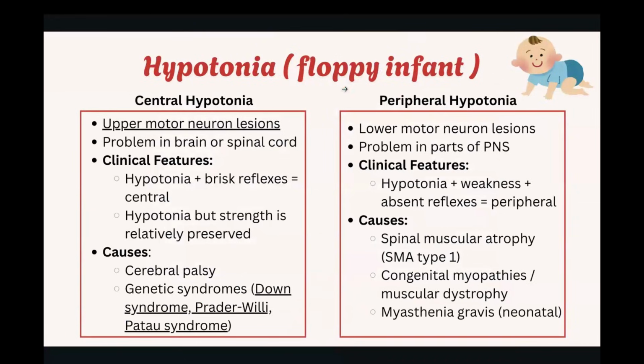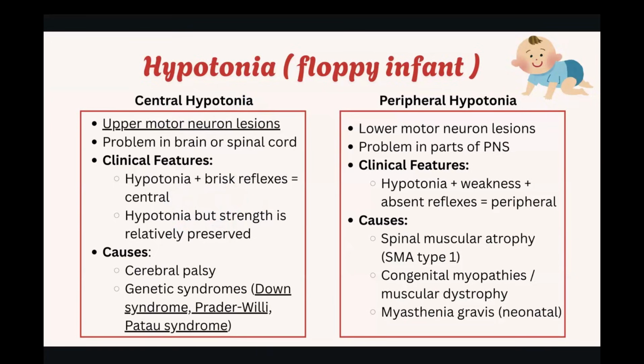Now, hypotonia is of two types. We have the central hypotonia due to an upper motor neuron lesion or the peripheral hypotonia due to a lower motor neuron lesion. So, what is the difference between these two? In central hypotonia, where there's an upper motor neuron lesion, the hypotonia is going to be with brisk reflexes or very hard or rigid reflexes. So, hypotonia, but the strength is relatively preserved and the reflexes are still found.